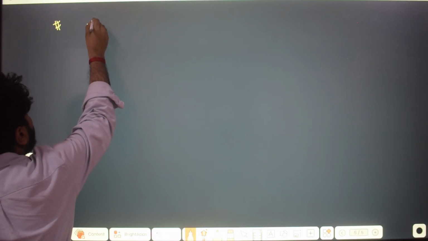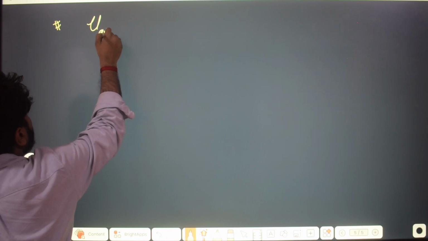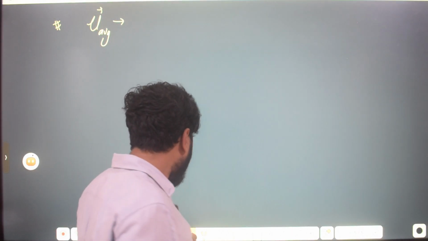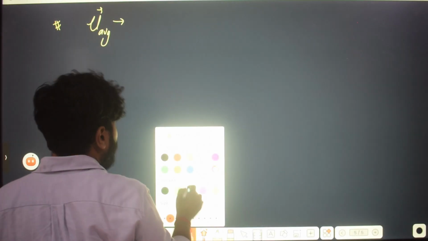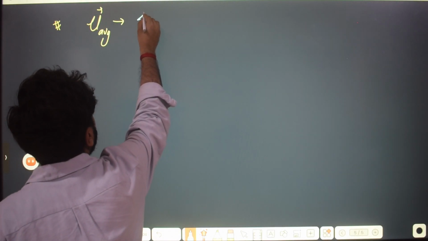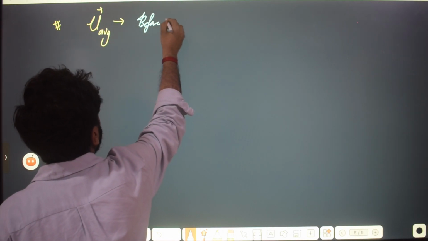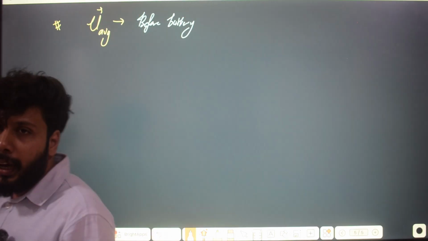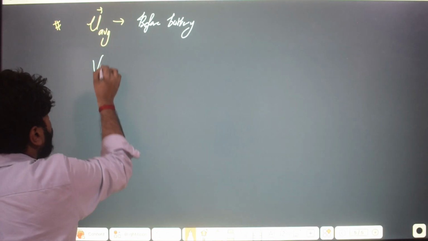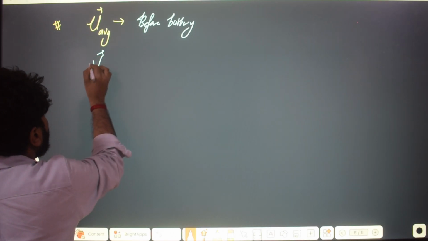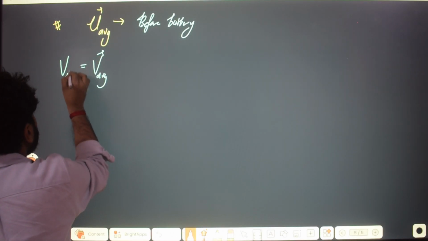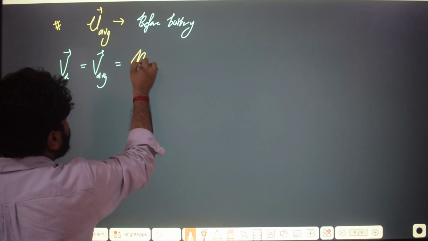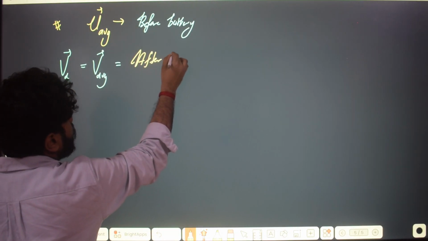So now we'll write u average. If you remember, u average we are picking from the previous case. u average means the average velocity before battery. So before battery we are calling it u, and we'll write v average. What is v average? It is also the drift velocity. So this is after battery. Right? So remember this case.